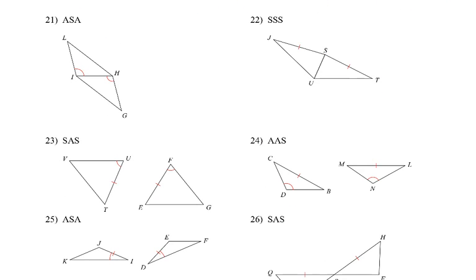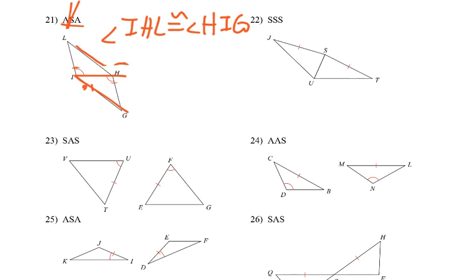Alright, 21, now we got angle, side, angle. So I've got one angle, two angles, they share a side, but now that angle has to touch that side. So it has to be this one, angle H. So IH, what is that, L? And that one has to be congruent to this other one touching it, which would be angle HIG. Okay, 22 wants all three sides. They share a side, so we don't worry about that one. We've got the other side, so that one should be pretty easy. Side JU congruent with side UT.